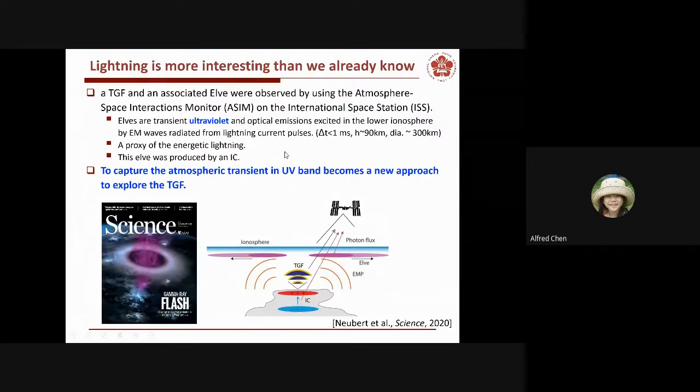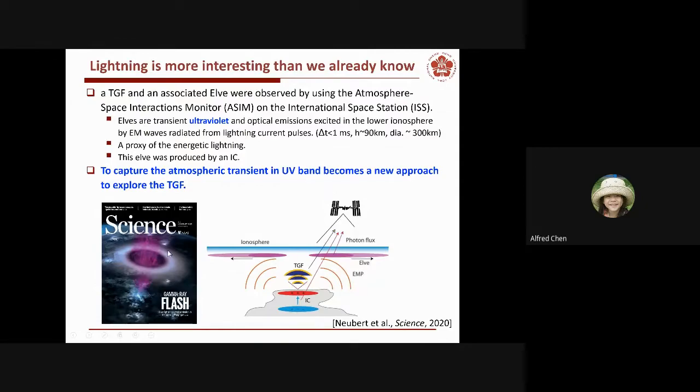So the TeNeP team gave us a cartoon of the observation that the intercloud discharge generated terrestrial gamma ray flashes, and the gamma ray photons were collected by the satellite, and then the photometers also detected the signals of the ELFs. So this story was chosen as the cover story of the Science Journal, and they gave a cartoon showing the lightning here, and the lightning will generate a lot of gamma ray photons here, and then we also have signatures of ELF.